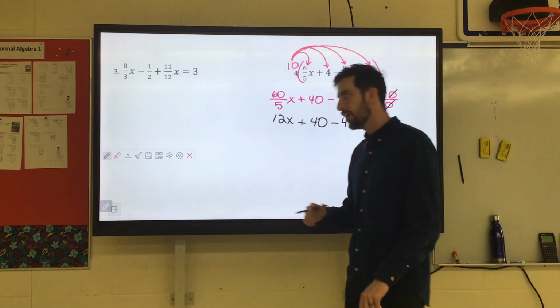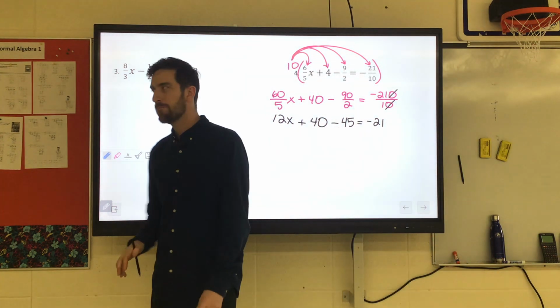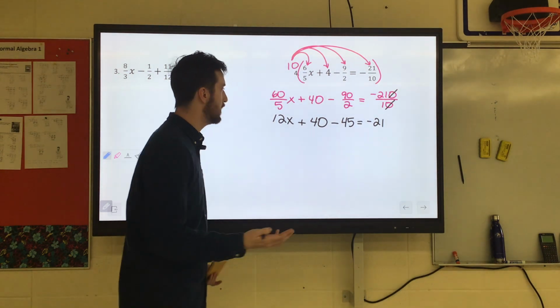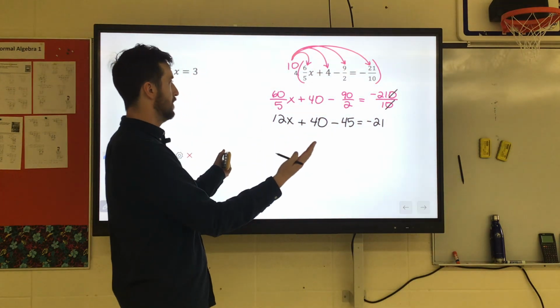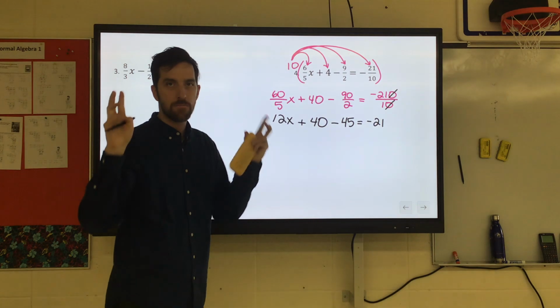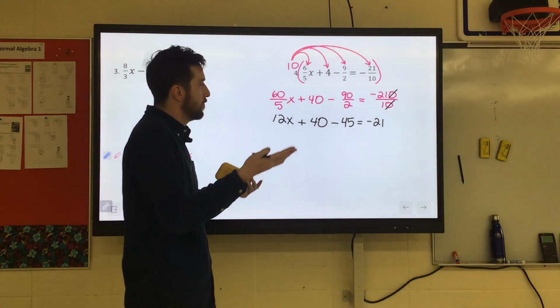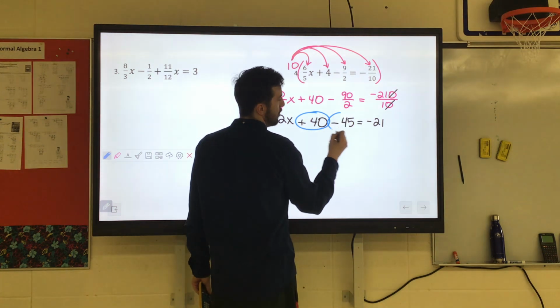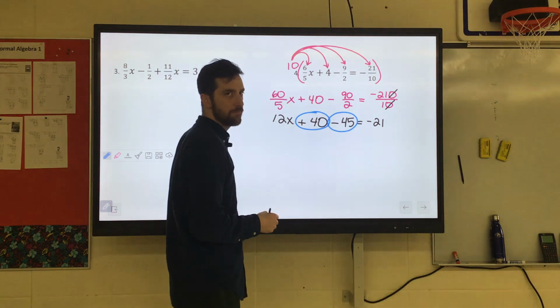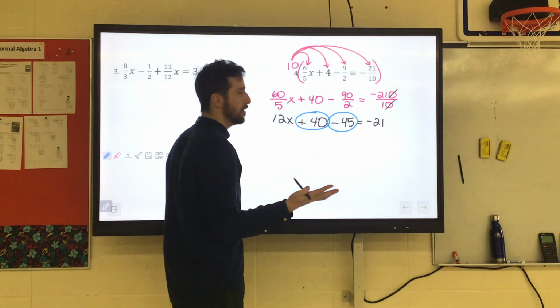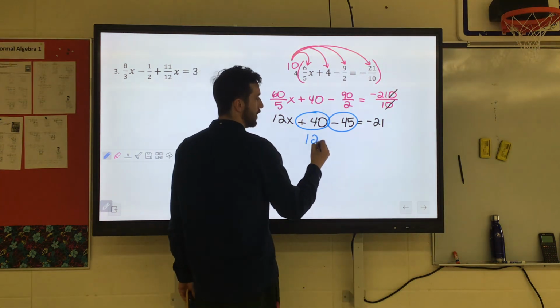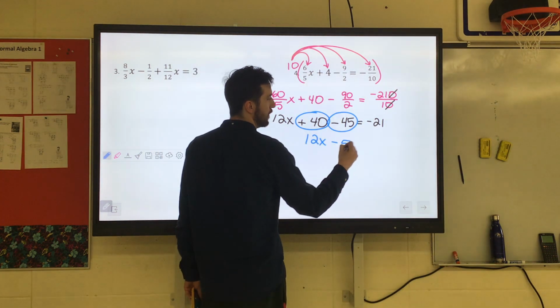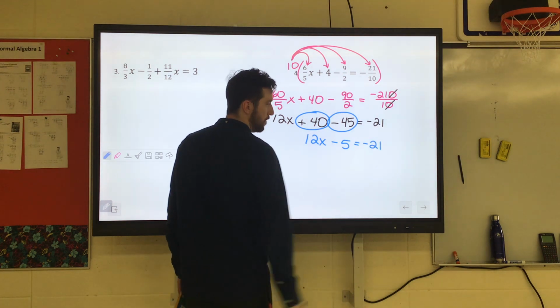All right, okay. I know we're supposed to combine some like terms on the same side. If you look at the left side, which ones are like terms that we can combine? The 40 and the 45. I have $40. Oh, I got to pay Grandma $45. I'm short. I'm short 5 bones. So we have 12x minus 5 equals negative 21.